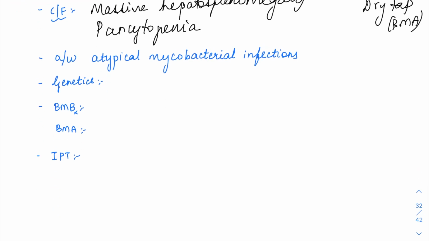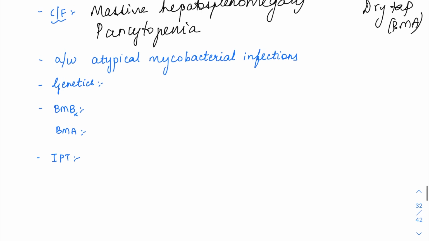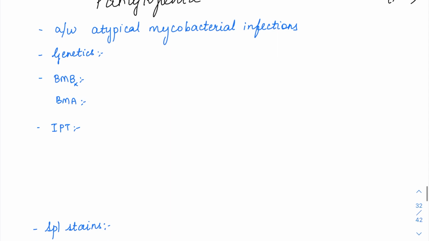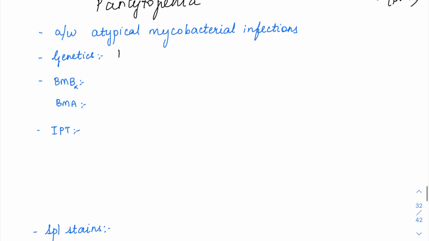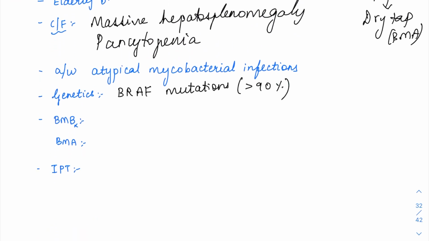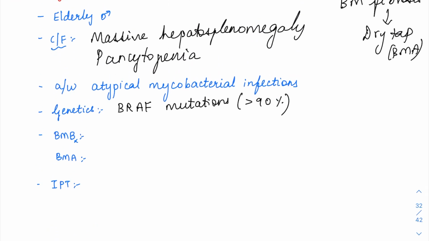And here it is going to be associated with atypical mycobacterial infections as well. Having pancytopenia, obviously multiple infections will be prone in this case. So genetics of this will be BRAF mutation. So hairy cell leukemia, you are going to have BRAF mutations at least 60%, sorry 100%. So more than 90%, that is nearly 100% actually, hairy cell leukemia is going to be associated with BRAF mutation for up to 100% as well.